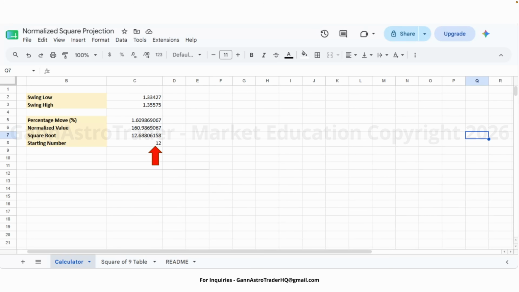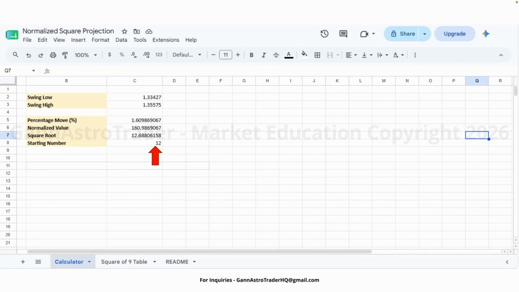To speed up the process, I've created this spreadsheet that performs all of the calculations automatically. Instead of calculating everything manually every time, I simply enter the swing low and the swing high into the spreadsheet. It immediately calculates the percentage move, normalizes the value, takes the square root, and provides the starting number that we'll use for the square of 9. In this example, the square root is approximately 12.69, so we'll use 12 as our starting number.